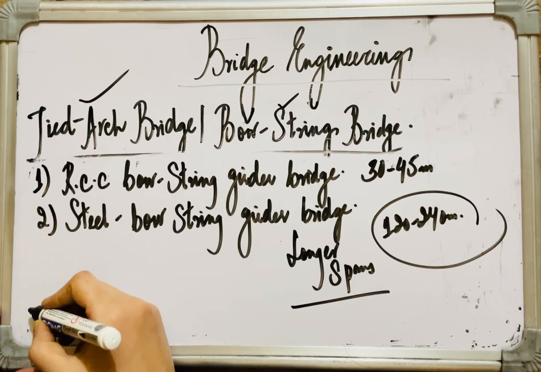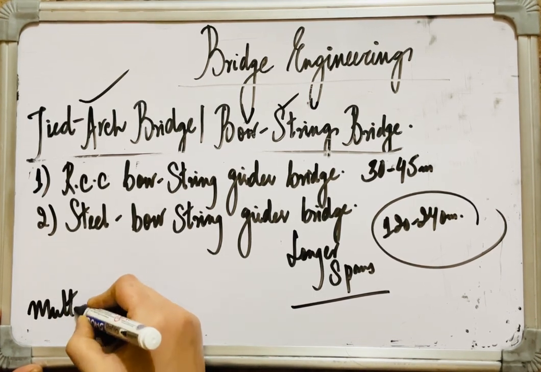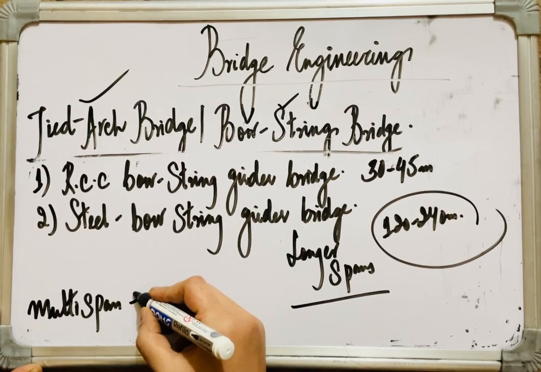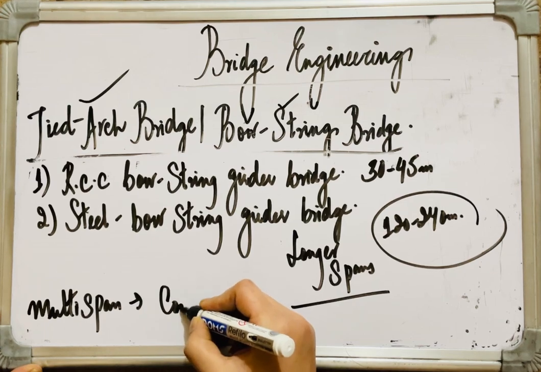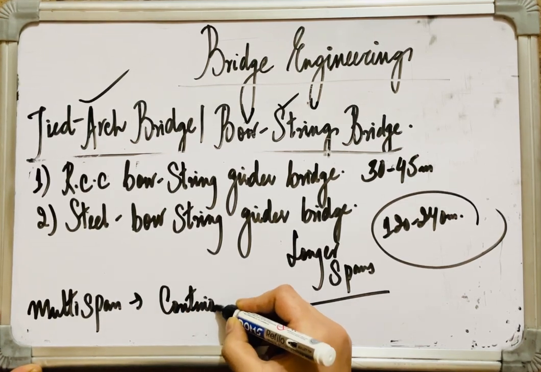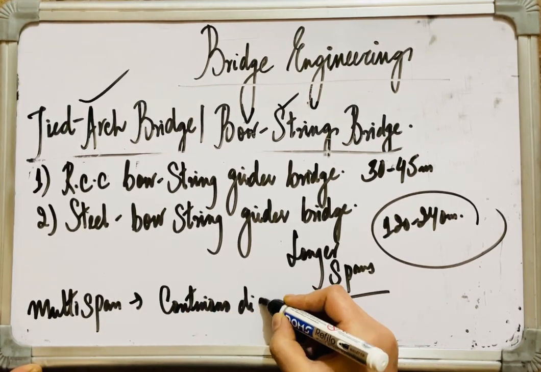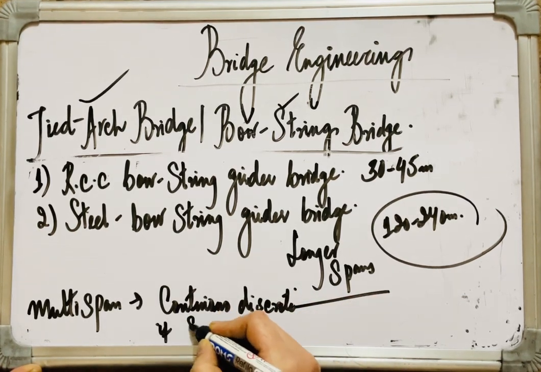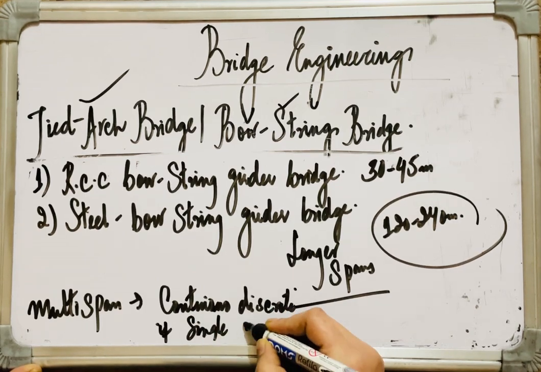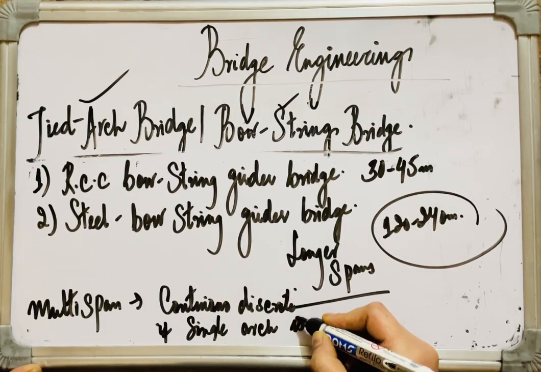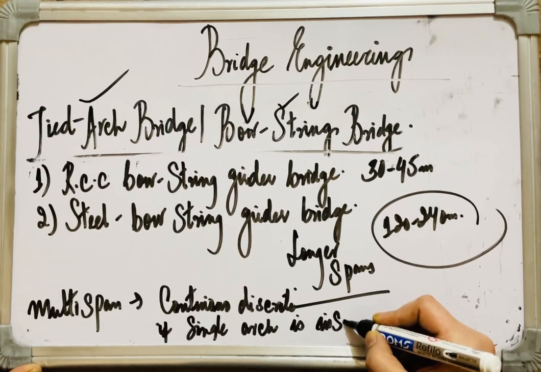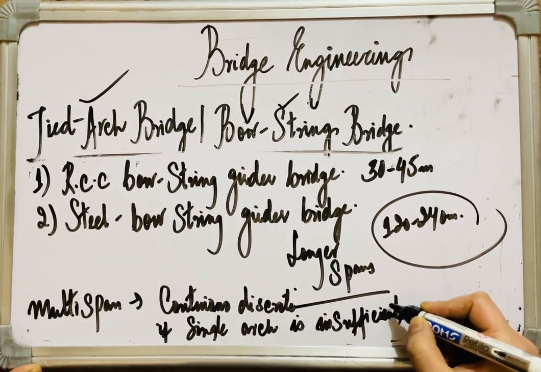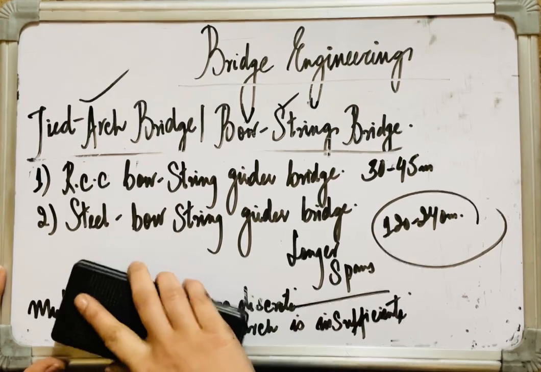And this must also be noted that these bridges are multi-span bridges and can consist of continuous or discrete arches if a single arch is insufficient. If a single arch is insufficient, continuous or discrete arches can be employed.